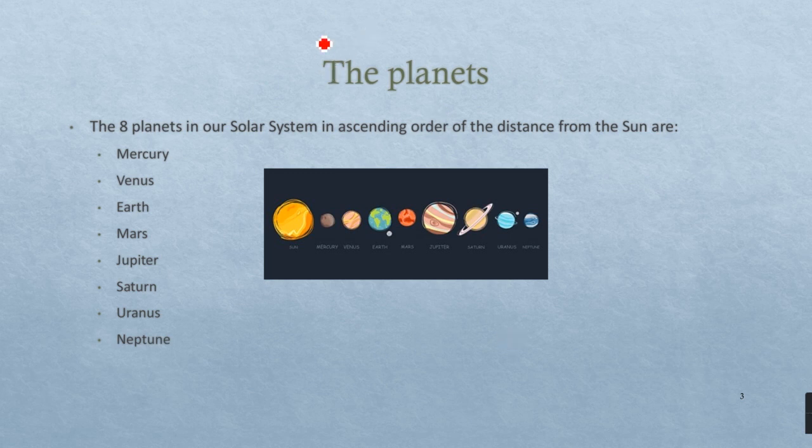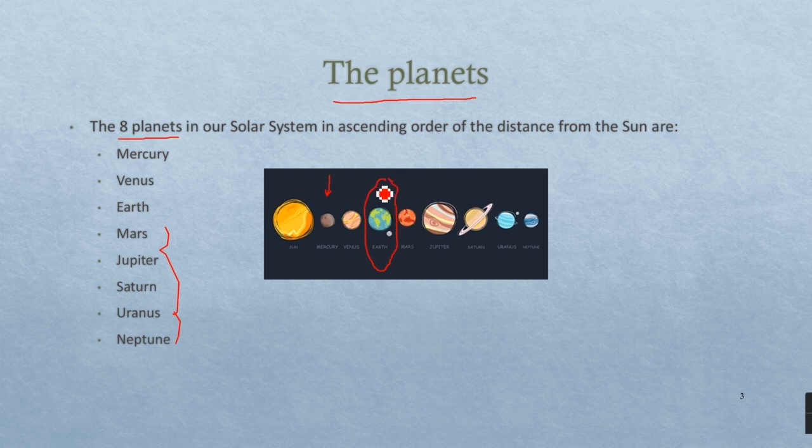Okay, moving on. Let's talk about the planets that exist in our solar system. Currently we have 8 planets, namely starting from the order closest to the Sun: Mercury, then Venus, then Earth, Mars, Jupiter, Saturn, Uranus, and Neptune. The most important planet that we focus on is our planet, the Earth.